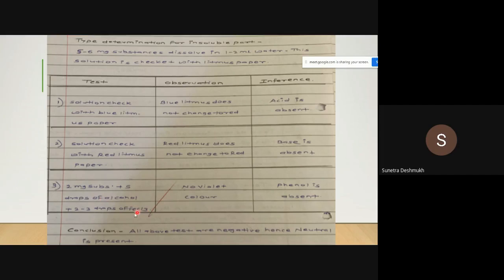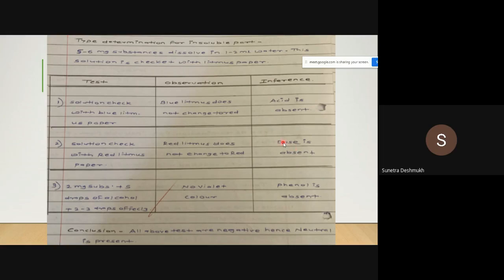Then next, for the phenol test, take 2 milligrams of substance plus a small amount of alcohol, about 5 drops of ethanol, plus 2-3 drops of FeCl3. If there is no violet color, phenol is absent. If there is violet color, phenol is present.